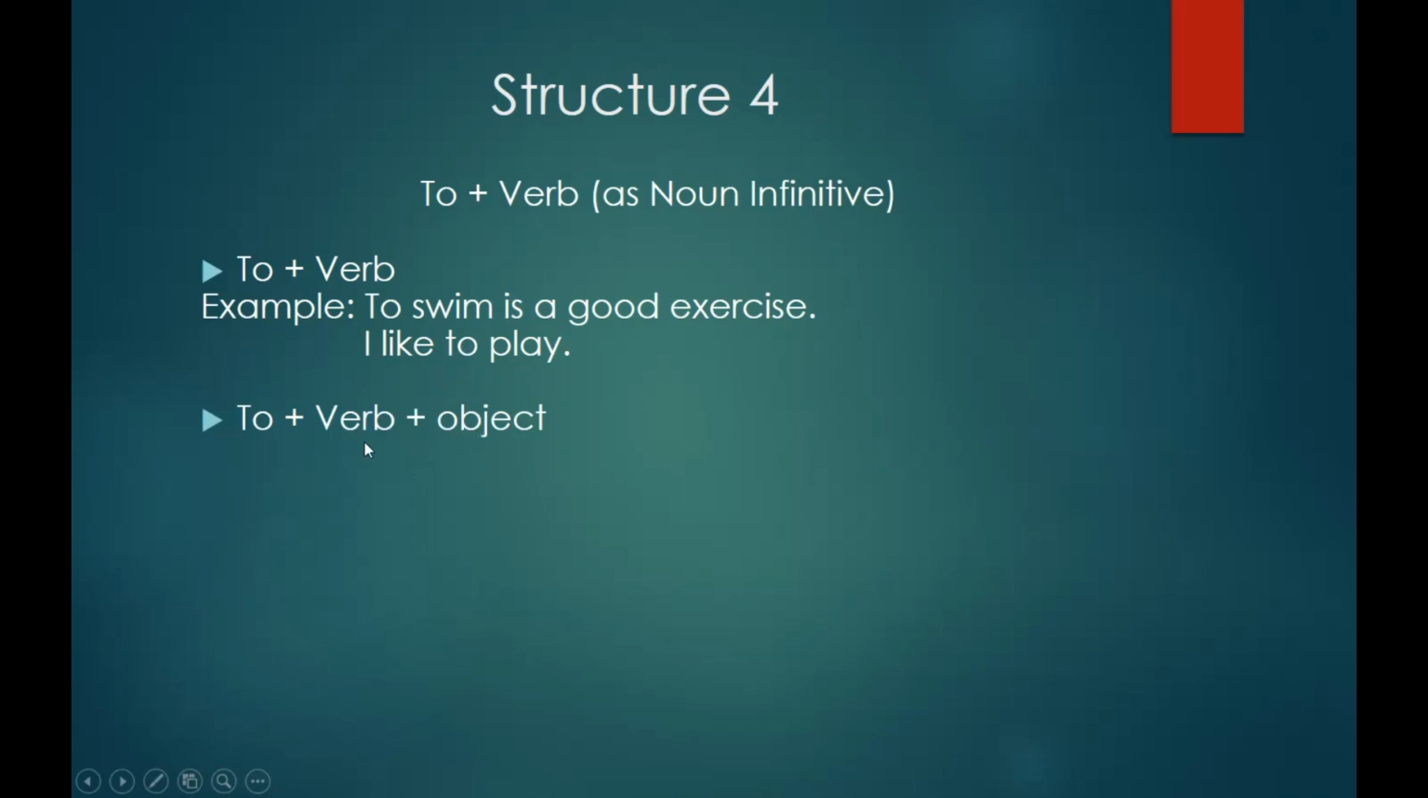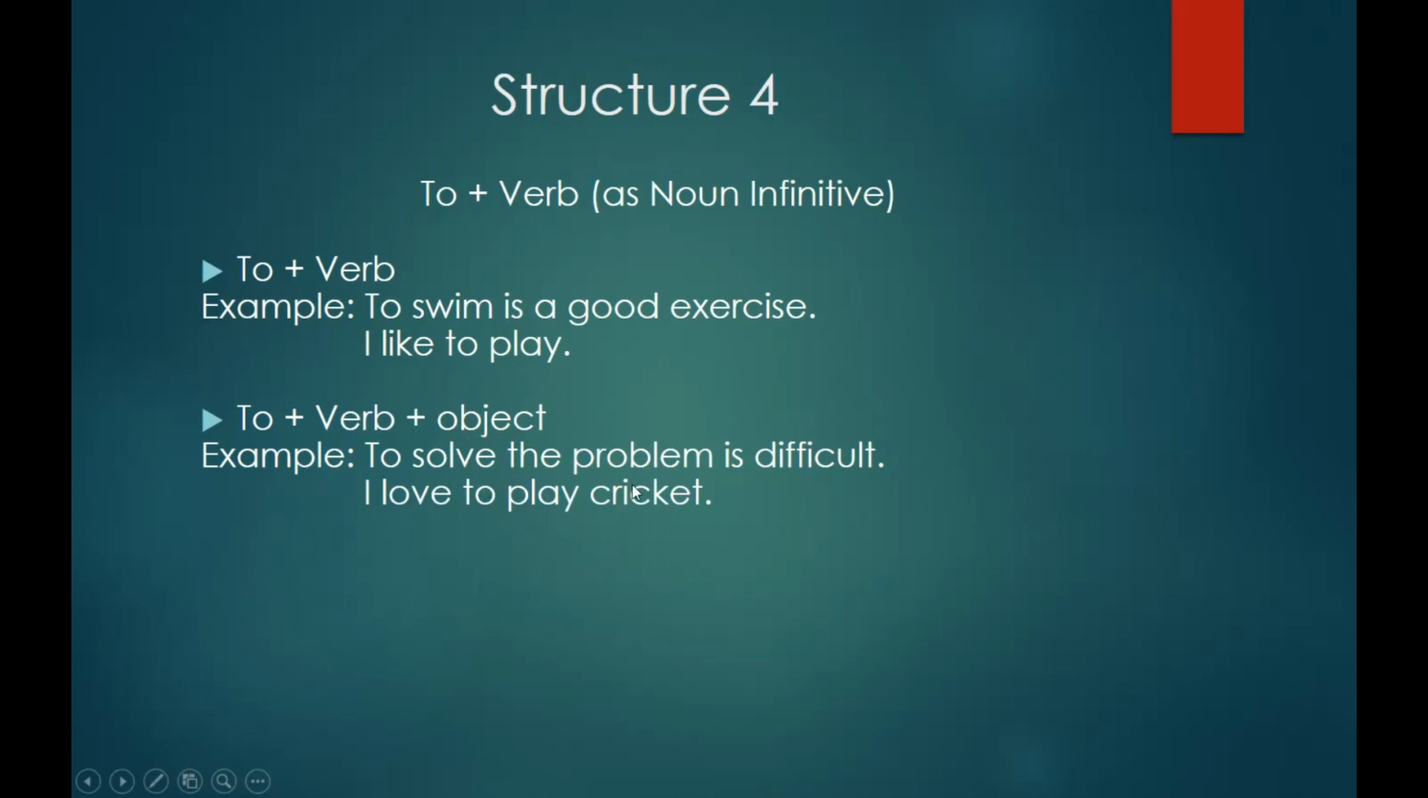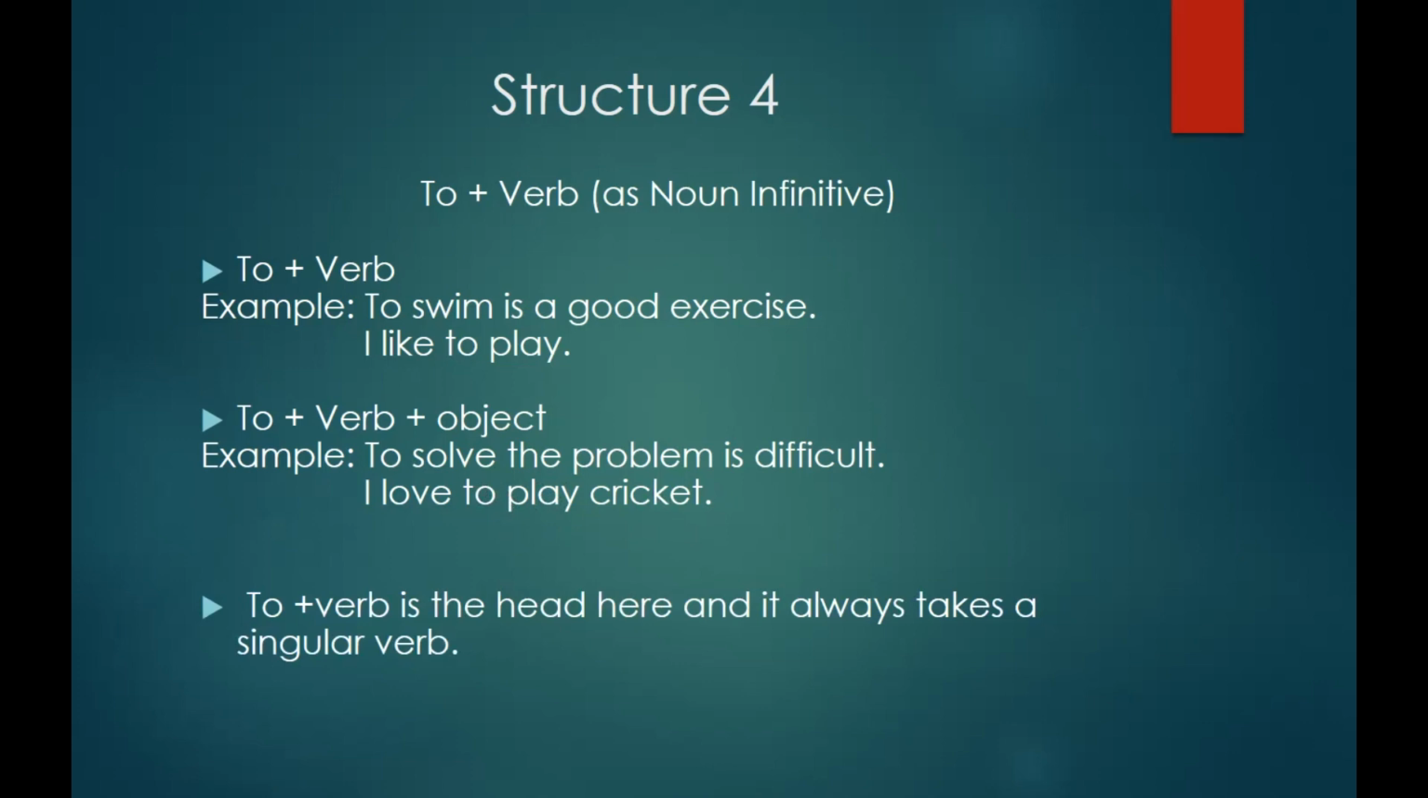If the verb is transitive, you can have an object after it: to plus verb and then object. For example, to solve the problem is difficult. To solve is the infinitive form, and solve is a transitive verb. That's why you have the problem as an object to the verb solve. I love to play cricket. So to play cricket is the object to verb love, and cricket is again an object to the verb play, and to play cricket is the noun phrase. To plus verb is the head here, and it always takes a singular verb.